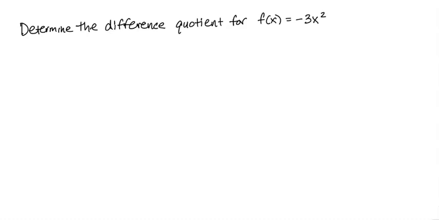The first thing that we're going to work on finding is f of x plus h. So this is going to be one of the pieces that we need to plug into our difference quotient formula. When we're finding f of x plus h, we're evaluating our function at x plus h. So we want to replace the x with x plus h. So we'd have negative 3 times x plus h squared. So this would be the expression before we did any simplifying.